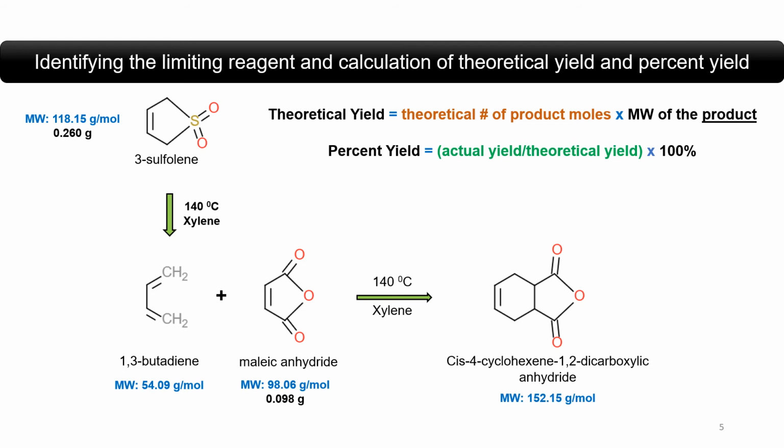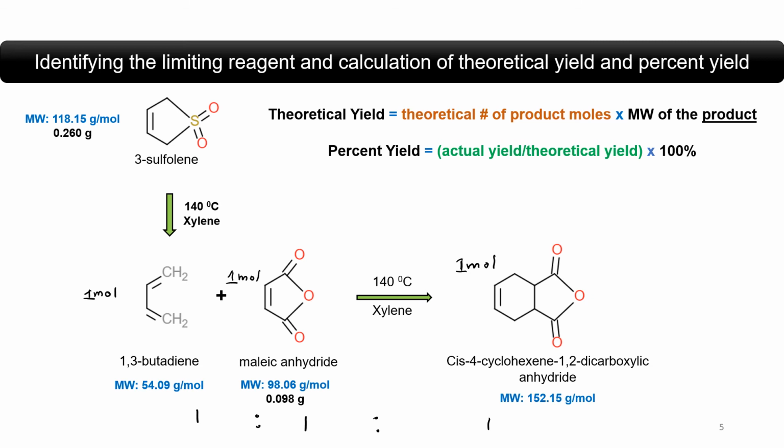Basically, if we react 1 mole of 1,3-butadiene with 1 mole of maleic anhydride, theoretically we can expect 1 mole of the cyclic compound as the product. And this ratio, we call it the molar ratio between each of the reactants and products. So the molar ratio in this reaction is 1 to 1 to 1.